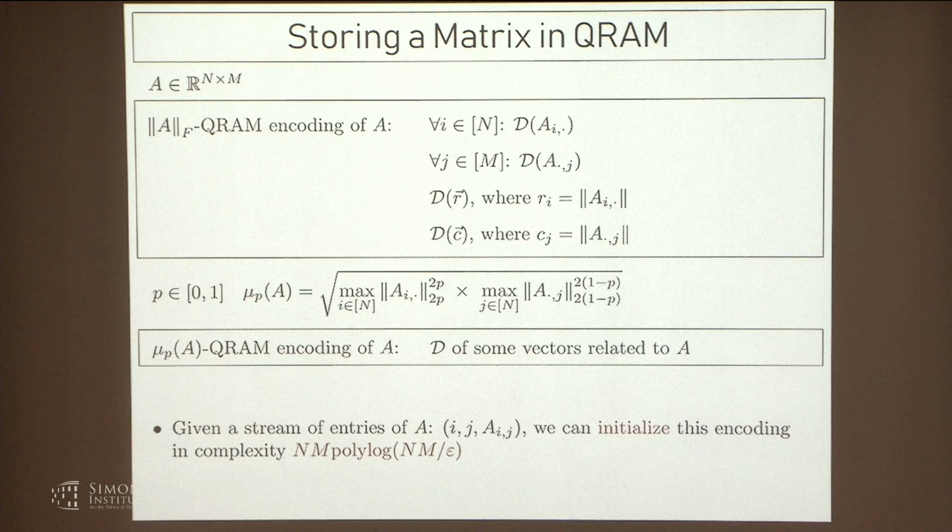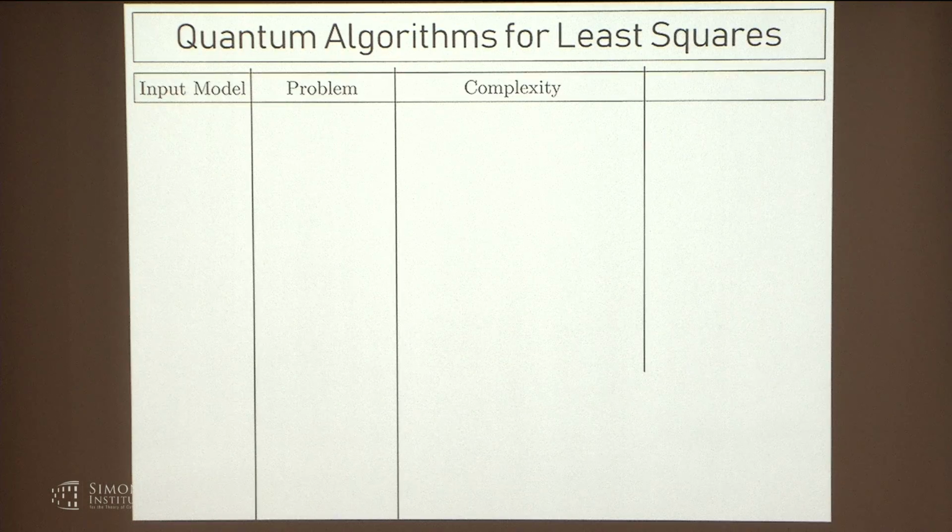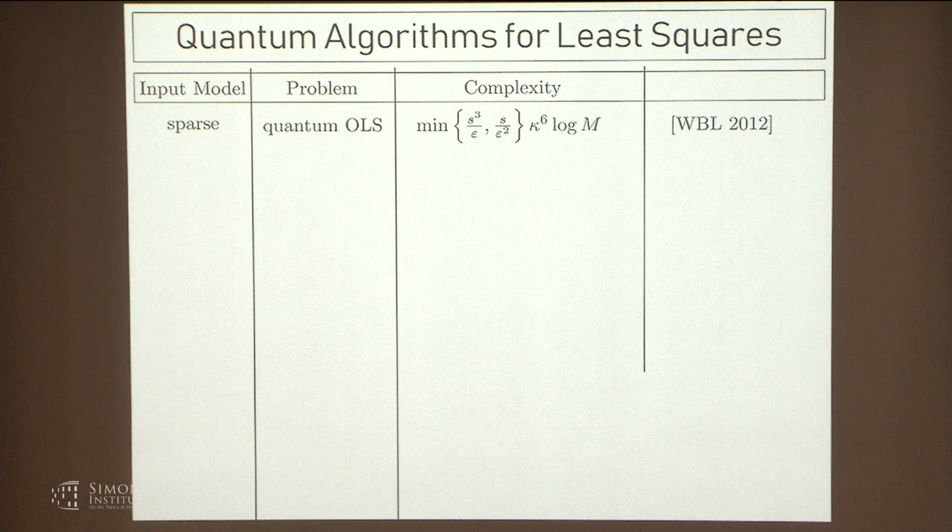So now I've at least mentioned all of the different input models that I want to consider, and I can start stating the results. First I'll mention some previous work. The first algorithm for quantum ordinary least squares, by Wiebe, Braun and Lloyd from 2012, is in the sparse access input model and has this complexity, where s is the sparsity, epsilon is the desired accuracy, kappa is the condition number of the data matrix, and m is the number of input samples.